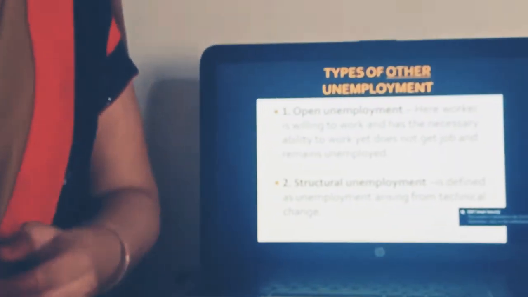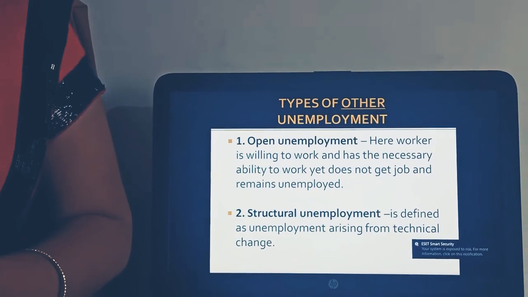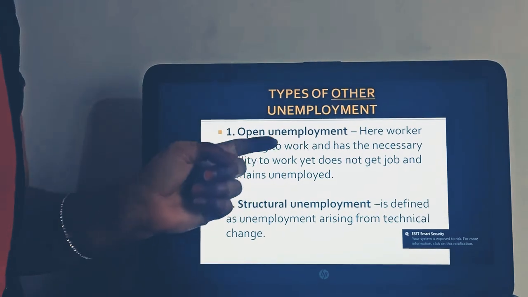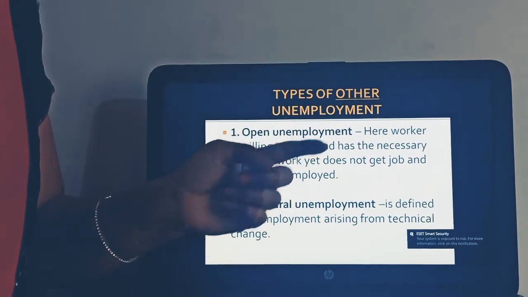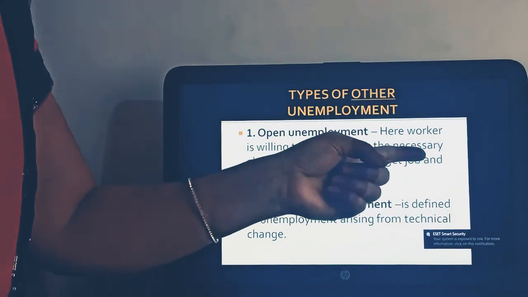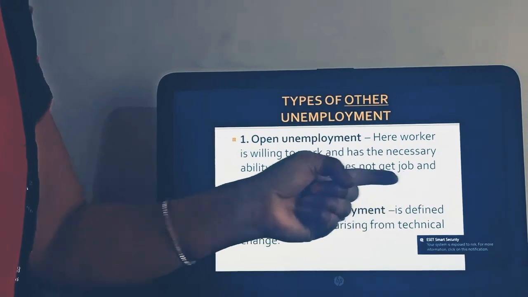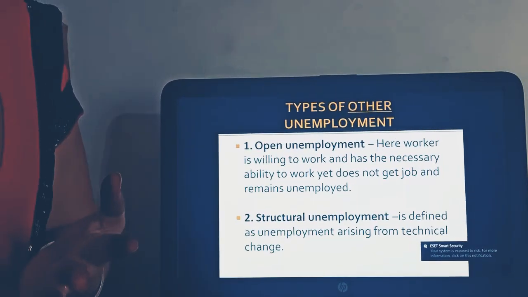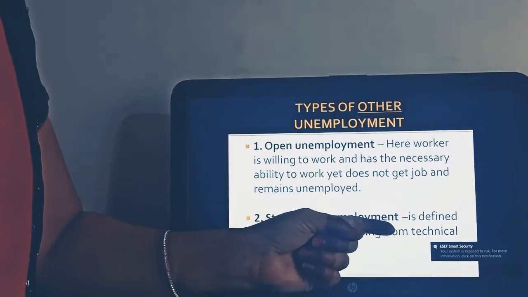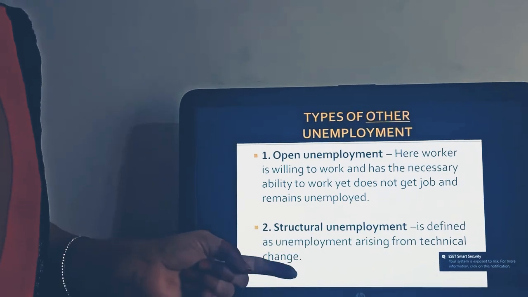Now we have studied the types of rural unemployment and the types of urban unemployment. Let us see what are the other unemployments. Number one is open unemployment, which I explained just now. Here the worker is willing to work and has the necessary ability to work, yet does not get a job and remains unemployed. Next is structural unemployment, defined as unemployment arising from technical changes.